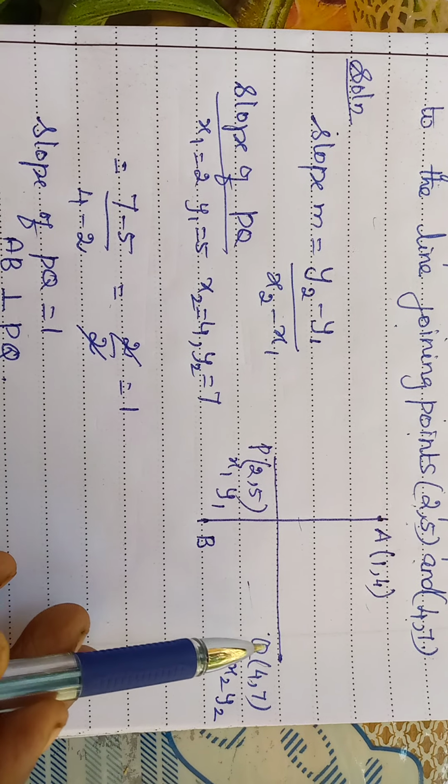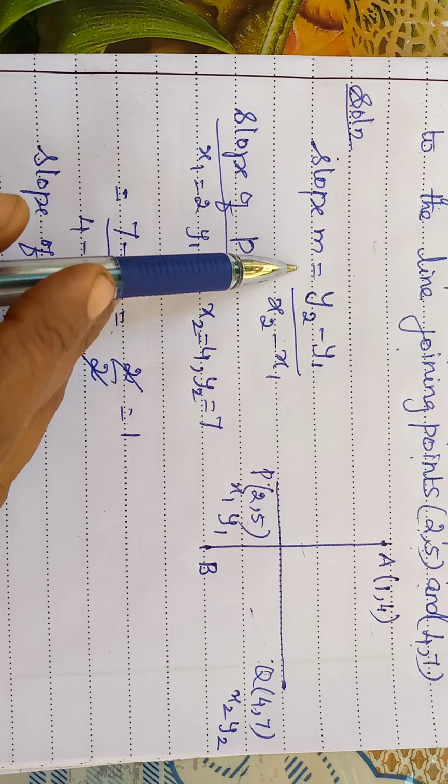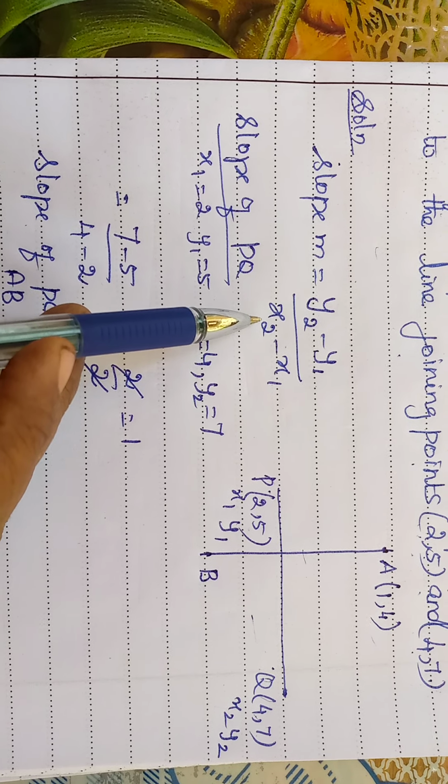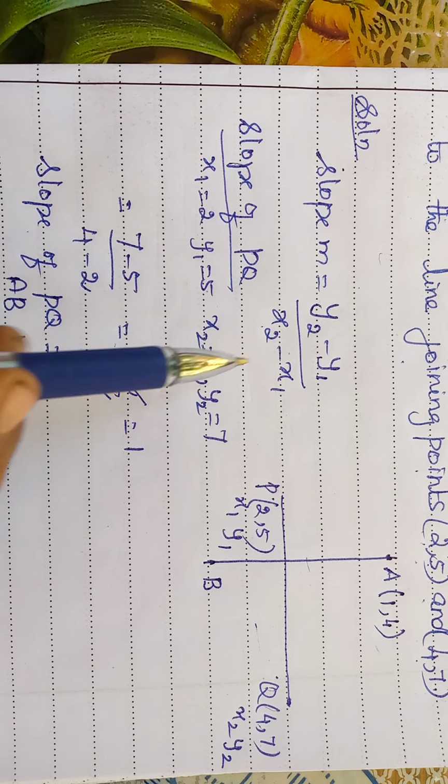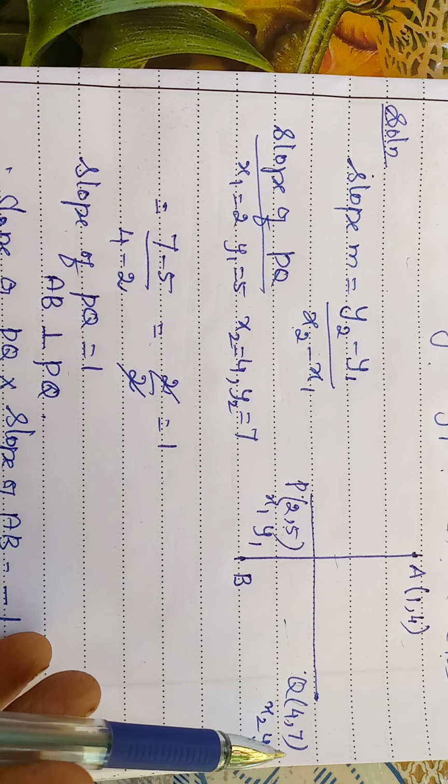First we are going to find the slope of the line PQ. Okay, so what is the slope formula? Slope m is equal to (y2 minus y1) by (x2 minus x1). Here x1 equals 2, y1 equals 5, x2 equals 4, y2 equals 7.